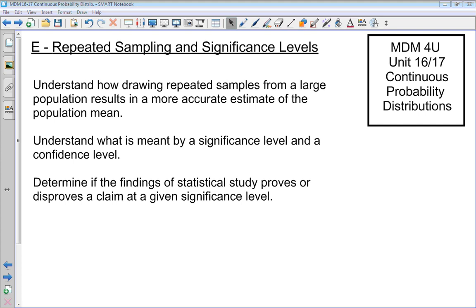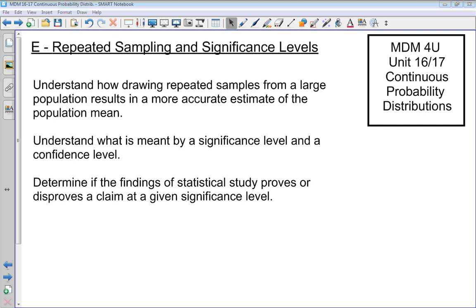So in this section, we're working on repeated sampling and significance levels. Basically, you need to understand how drawing repeated samples from a large population results in a more accurate estimate of the population mean. Now, that's covered in the learning guide, so I'll just leave it for you to read those sections.